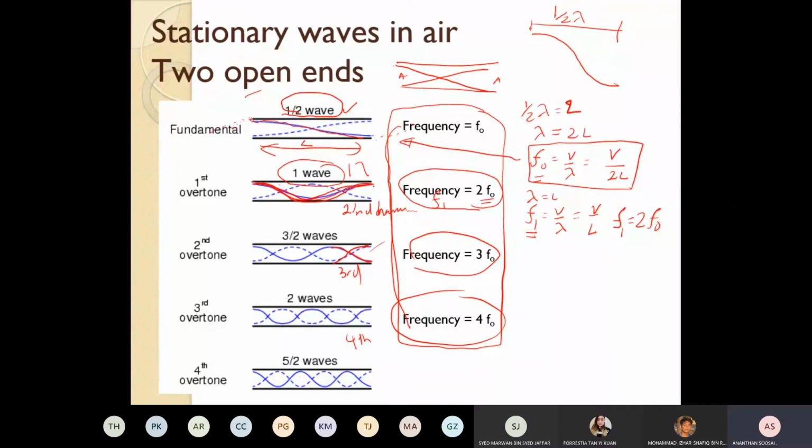Okay, so the first 3 patterns you have to remember. Any questions from here? These are the 3 patterns you have to know. For string, closed pipe, open pipe, the pattern of stationary wave formed inside, you have to know. And how many wavelengths are linked to the length, you have to know. Any questions? So hope you can understand. When we do questions, maybe we'll get a better understanding.